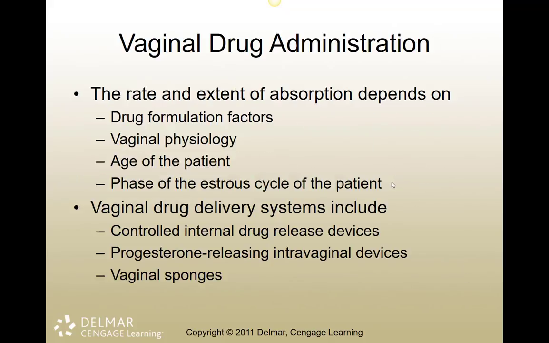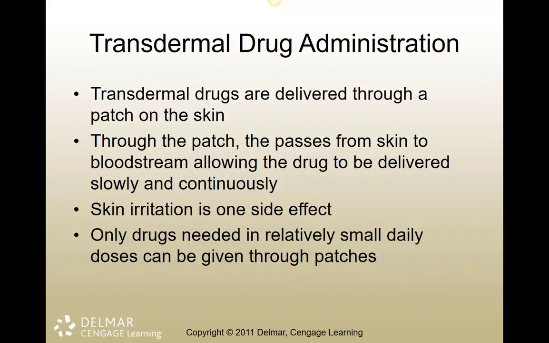And so this kind of describes some of the different things that go on as far as formulary factor, physiology, age of patient, stage of estrus. Stage of estrus does play a role because if they're in estrus, there's more blood flow to the vaginal area, so it's picked up a little bit faster. But a lot of our different things are for releasing progesterones intravaginally, and we use a lot of the sponges. It's used for synchronizing cattle, the one that it's most commonly used for.